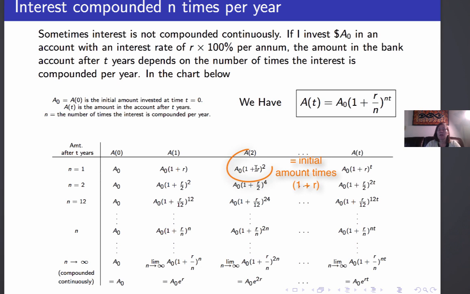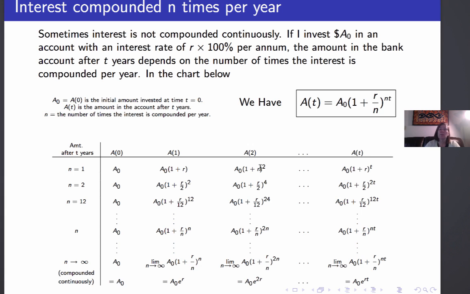At the beginning of the second year, my initial amount is now A0 times 1 plus R, and at the end of the second year, the interest has been applied to that amount. So therefore, the amount in the account at the end of the second year is equal to the amount at the beginning of the year times 1 plus R, which is A0 times 1 plus R times 1 plus R, which is A0 times 1 plus R squared.